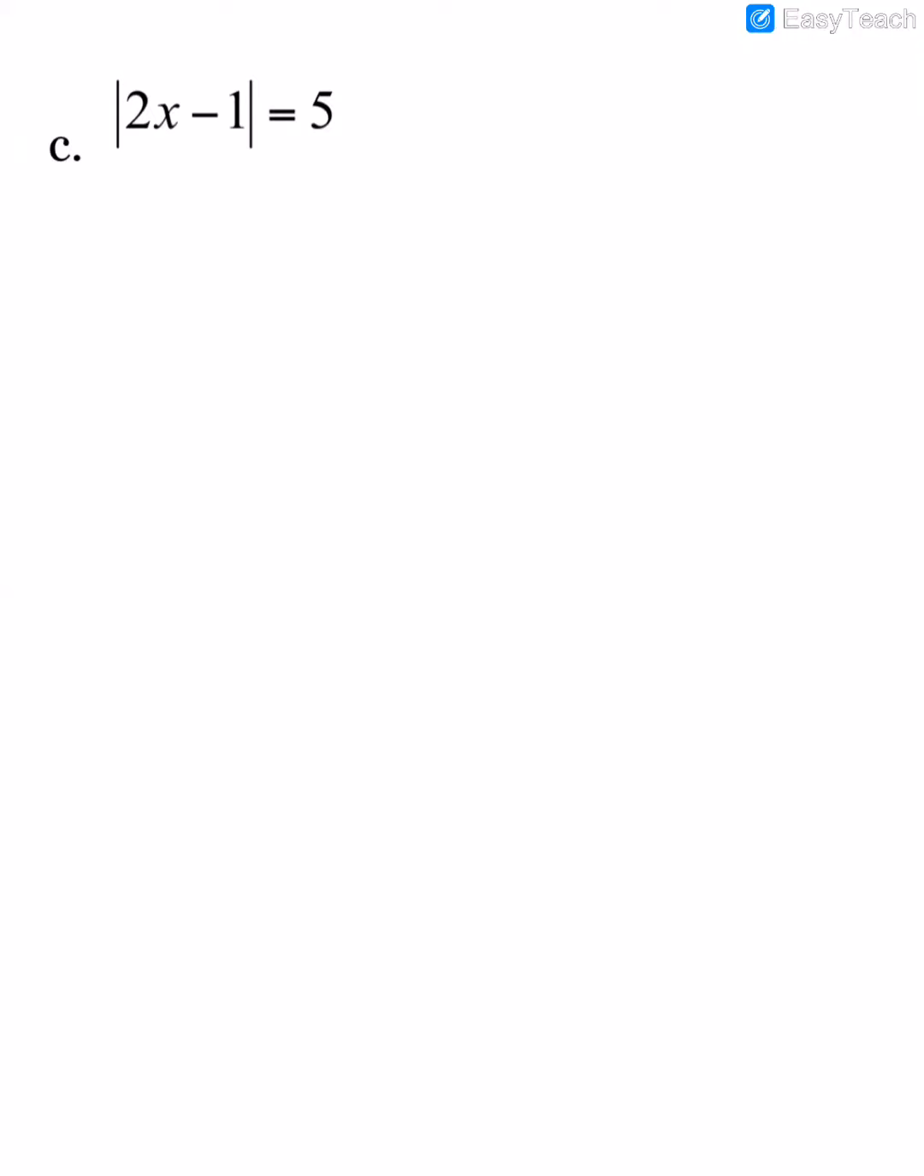All right, so here we have the absolute value of 2x minus 1 equals 5. Remember, our first step is to get the absolute value by itself on one side of the equation, and that's already done. Once that's done, the next step is to take it out of the absolute value and set it equal to the positive and to the negative. So we take it out: 2x minus 1 equals positive 5, but we're also going to say that it equals negative 5.